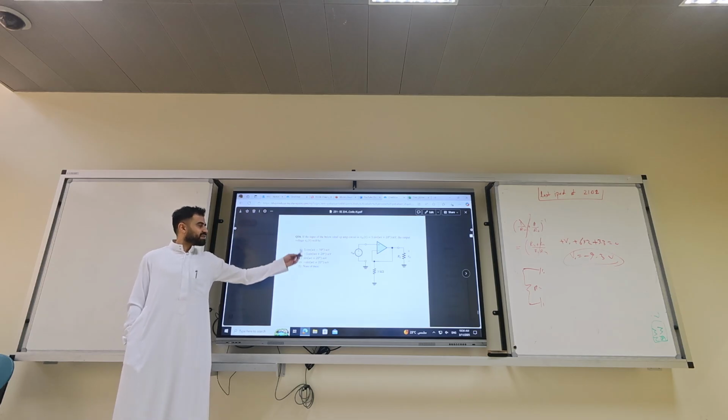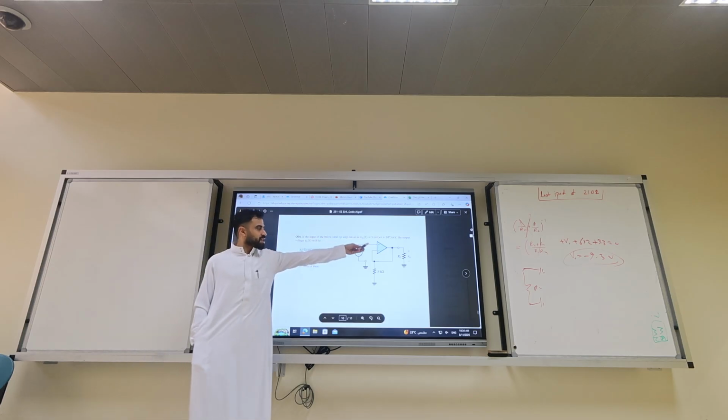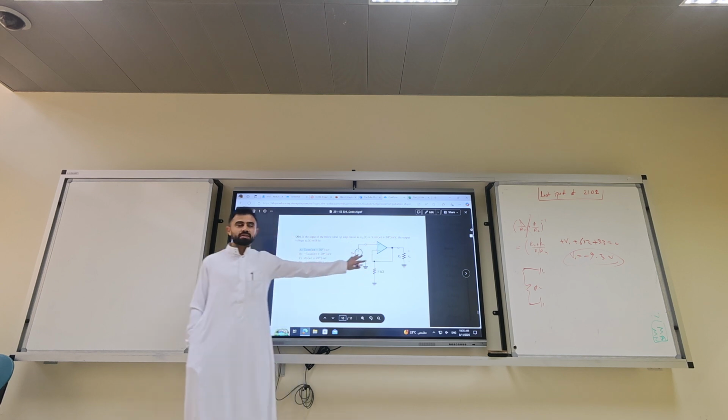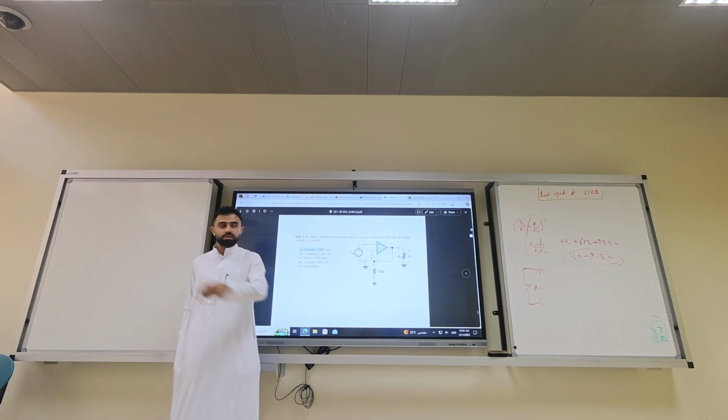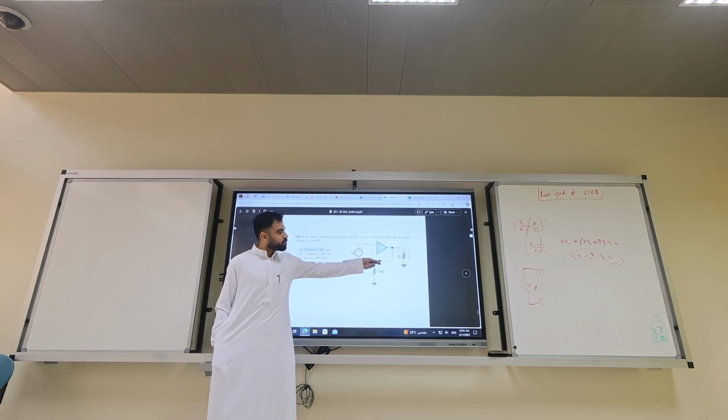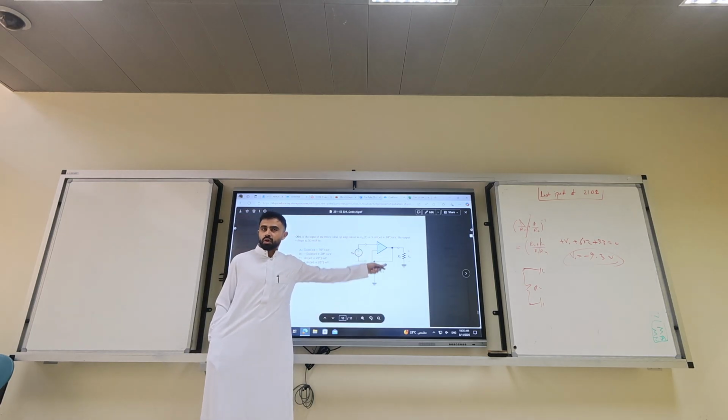Well, it is A. Or it is 5 sine omega t plus 20. Basically, the concept is right. This is a non-inverting amplifier with a unity gain. Watch the videos. If R2 was here, then it's 1 plus R2 over R1. Because R2 is 0, it's a unity gain.